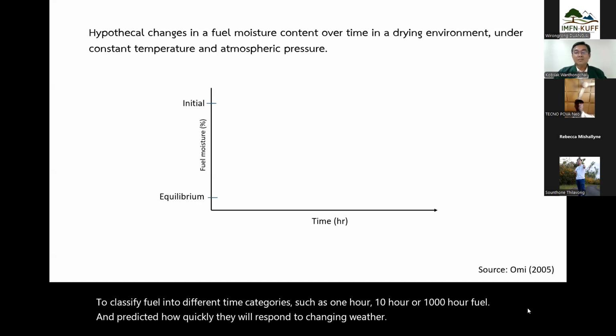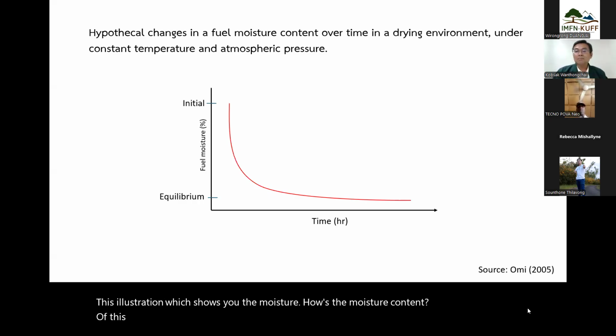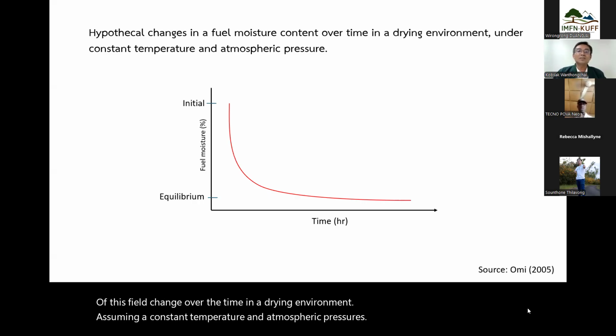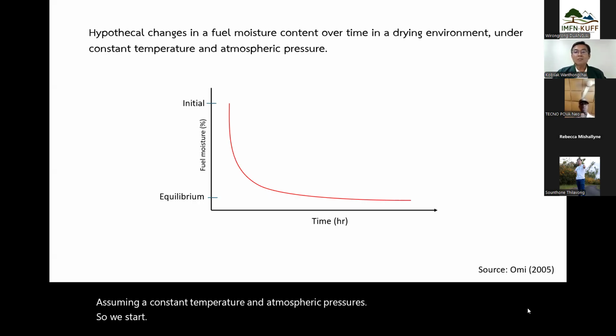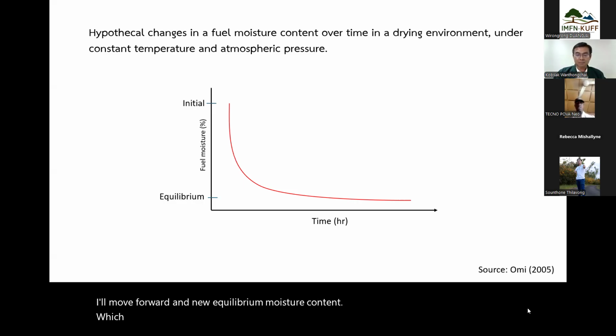This illustration shows you how the moisture content of dead fuel changes over time in a drying environment, assuming a constant temperature and atmospheric pressure. So we start at the initial moisture level on the left. As time progresses, the fuel loses moisture and moves toward a new equilibrium moisture content, which reflects the surrounding atmospheric humidity.